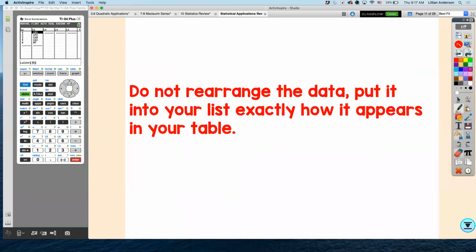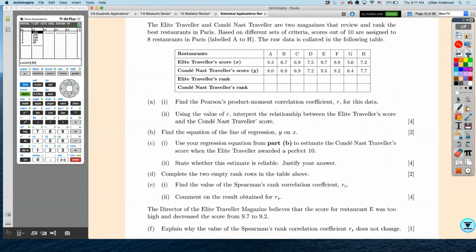One note, do not rearrange the data. Put it into your list exactly how it appears in your table. Exactly how the ranks appear in your table is exactly how you're going to type it into your calculator when it gets time to type it in. So don't rearrange it. Let's look at an example here.